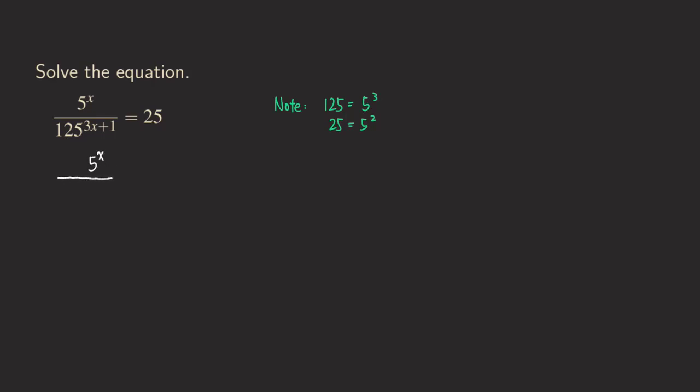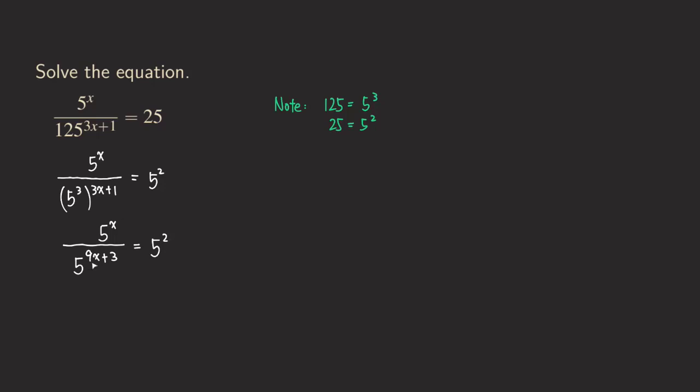Okay, and then in the denominator, what do we get here? We are going to get 5 to the third power. And then the outside has 3x plus 1. And then that's equal to 25. 25, we also want to turn it, so we get 5 to the second power. Okay, so far so good. Now the next step is that we are going to multiply the inner power and the outside power together, right? So we are going to get 5 to the x. And then we are going to get 5 to the, and here it's 3 times 3x, so we get 9x plus 3 times 1, so we get 3. And 5 squared on the other side.